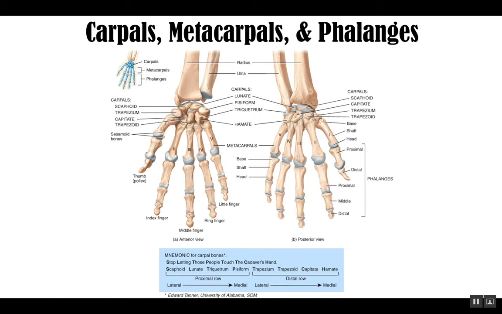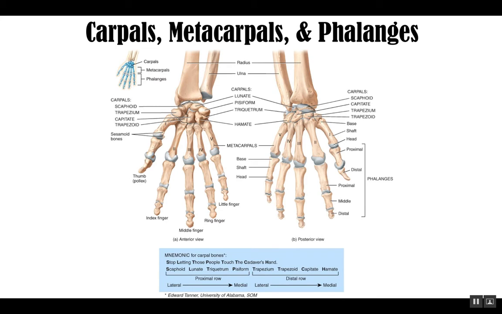So I would definitely be able to recognize the names of these 8 as being carpals. Whether you get to the point where you know all 8 perfectly, that's kind of a secondary thing. Most importantly is to be able to recognize the name and know that those are carpal bones. So what are the names?